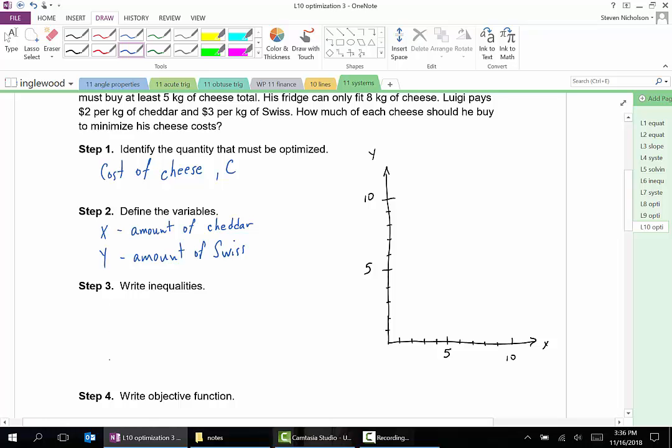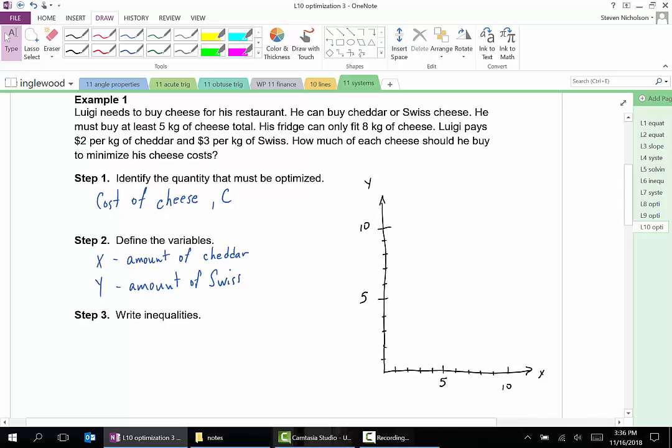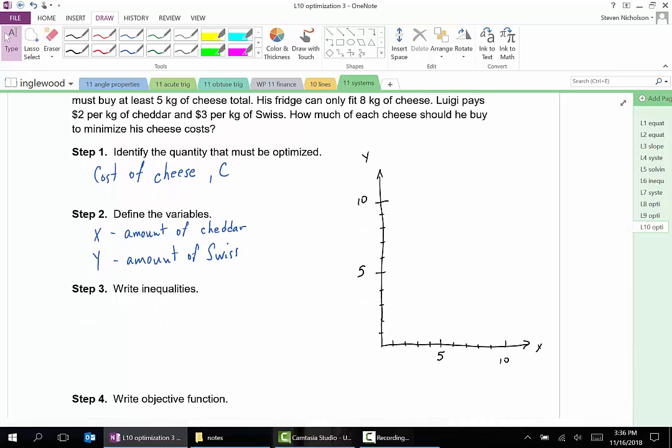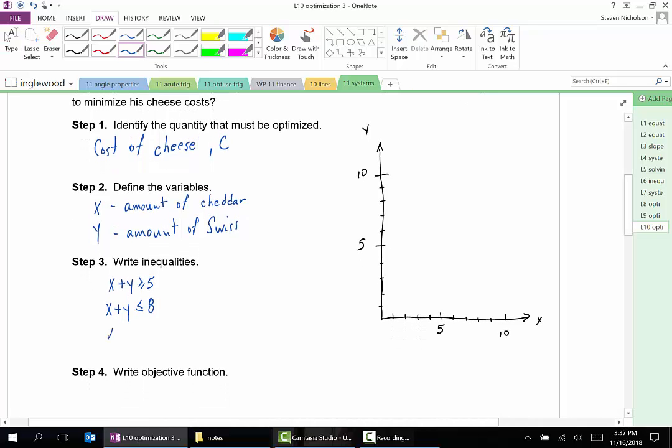Well, here's what we know, and again, if you just read the sentences, you can just list them. So our first sentence is he must buy at least 5 kilograms of cheese in total. So that's what this says: he has to buy at least 5, but his fridge can only hold at most 8. So that's the first two. And then we have to buy some of each. And again, X and Y can be parts, so they could be decimals. We have to understand that they're real numbers.